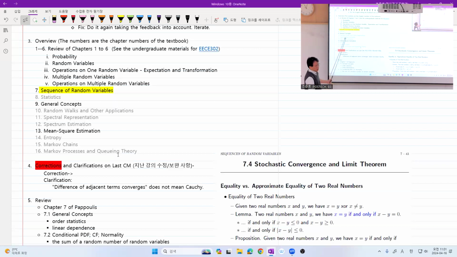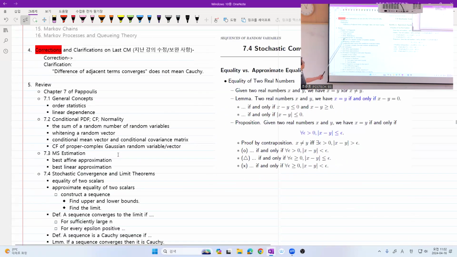During the first half of this semester, we reviewed the undergraduate probability and random variables and vectors part. And after the midterm, we moved to the graduate part, starting with sequence of random variables. Here, we use the Papoulis textbook, and it consists of, first, general concepts, and most of the materials are the same as what we covered using our undergraduate material, but I emphasize the order statistics and linear dependence and independence.